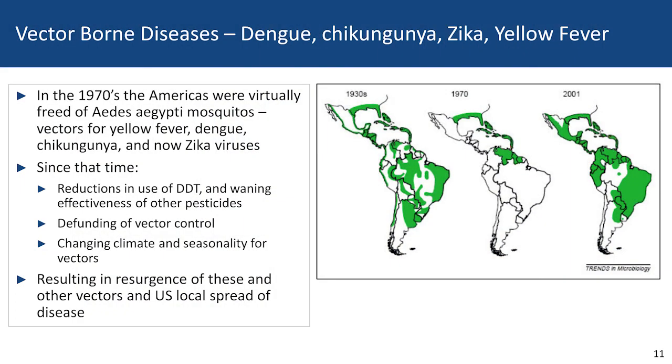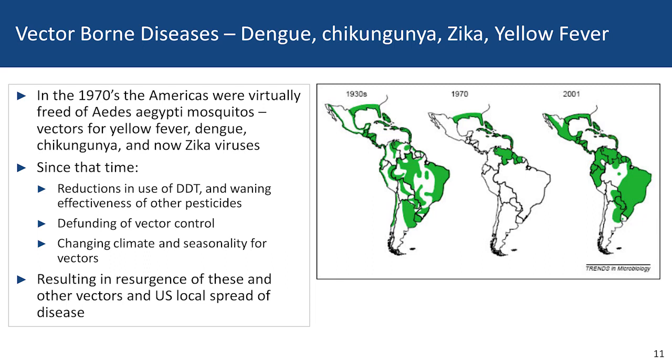Since the 1970s, there are a number of factors that have changed this. Reductions in the use of DDT. I'm sure many of you remember DDT. It was toxic, but very effective for reducing vector populations. Waning effectiveness of other pesticides is also contributing.